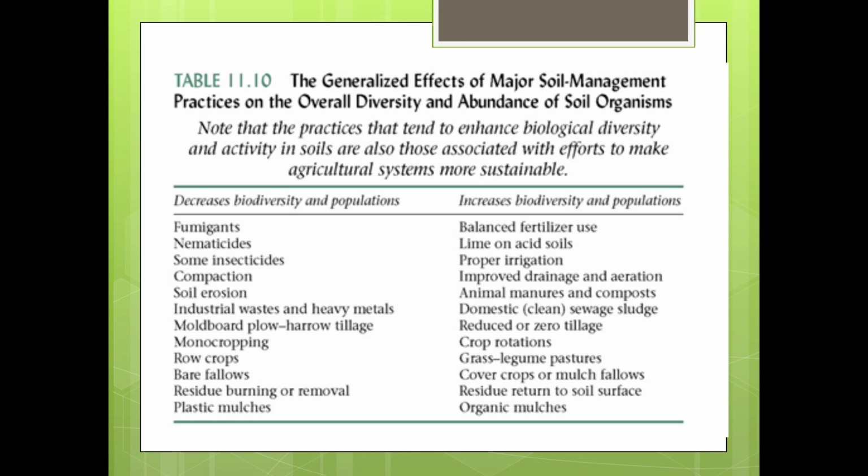On the other hand, if you use balanced fertilizer, you apply lime on acid soils, you use proper irrigation, you improve the drainage and aeration, you apply animal manures and compost, you use domestic, meaning clean, sewage sludge, you reduce or do zero tillage, you rotate the crops, you add grass legume pastures, you add cover crops or mulch fallows, you return the residue to the soil surface and you apply organic mulches, all of that increases the biodiversity and population of organisms in the soil.